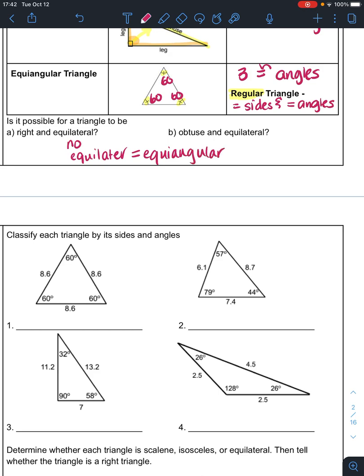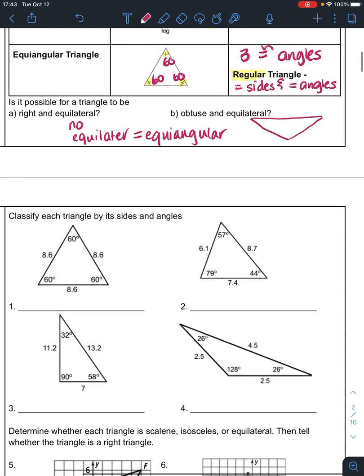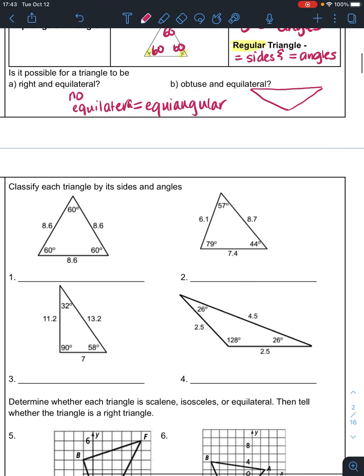That is also the same thing that would answer obtuse and equilateral. Can you have an obtuse angle, an angle that's greater than 90, and have all three sides congruent? Well, if you tried to draw it, it's very obvious. If you draw it really way out, then you can see that there's no way you could have both obtuse and equilateral. So when it's equilateral, the only option that you have is for it to be equilateral and equiangular.